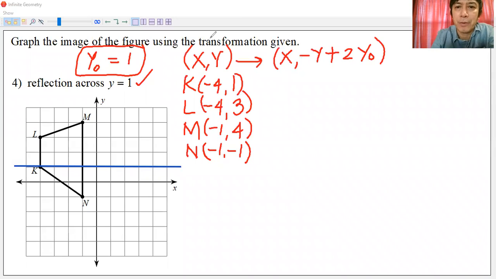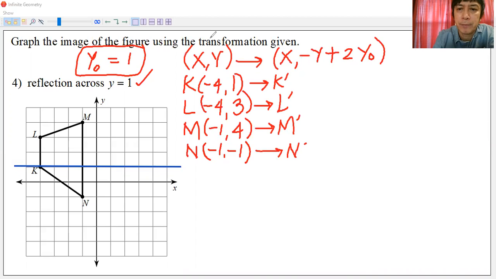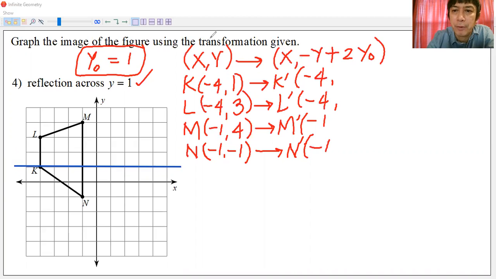There. Now we're going to have the points for the image. This becomes K prime. This becomes L prime. This is M prime, and this is N prime. Okay, N prime. All right. So x will not change this time. Okay, x values, and we're going to just rewrite them: negative 4, negative 4, negative 1, and negative 1. That came from the original points.